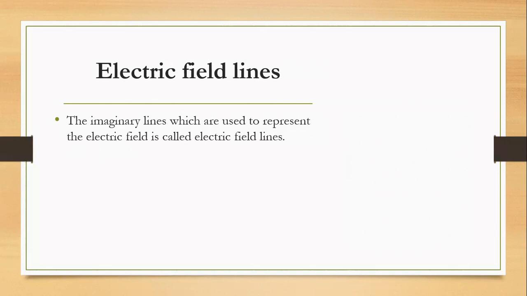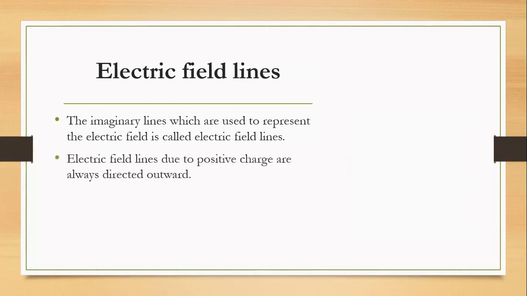Dear student, another advantage of electric field lines is that they not only tell us the presence of the electric field, they also tell us about the strength of the electric field, meaning at what place the electric field is stronger and at what place it is weaker.